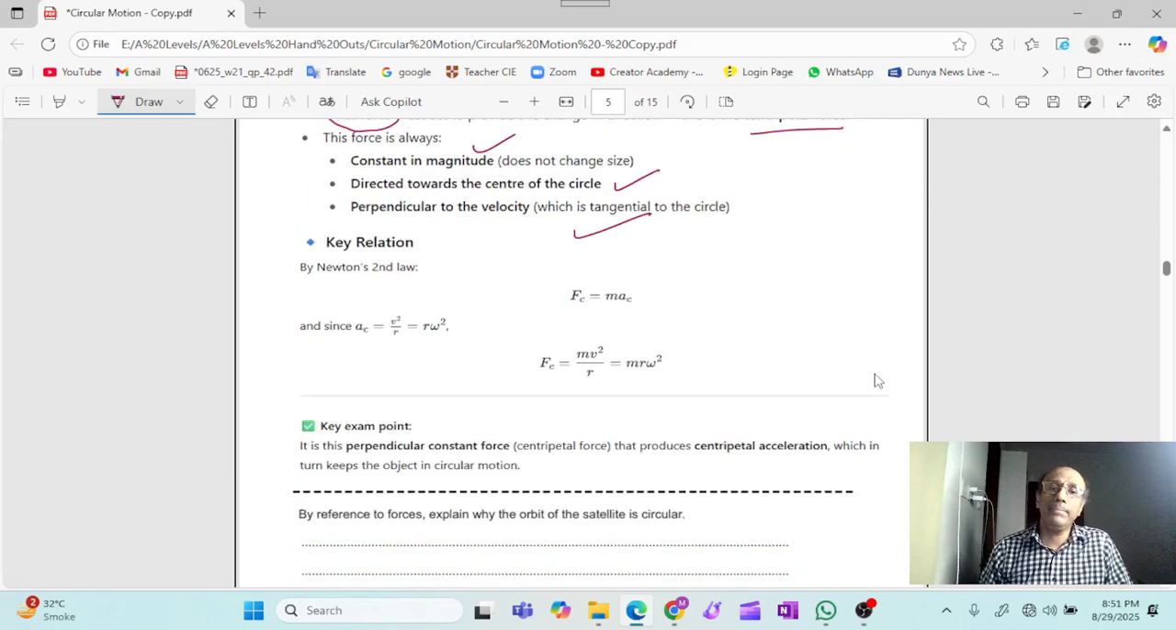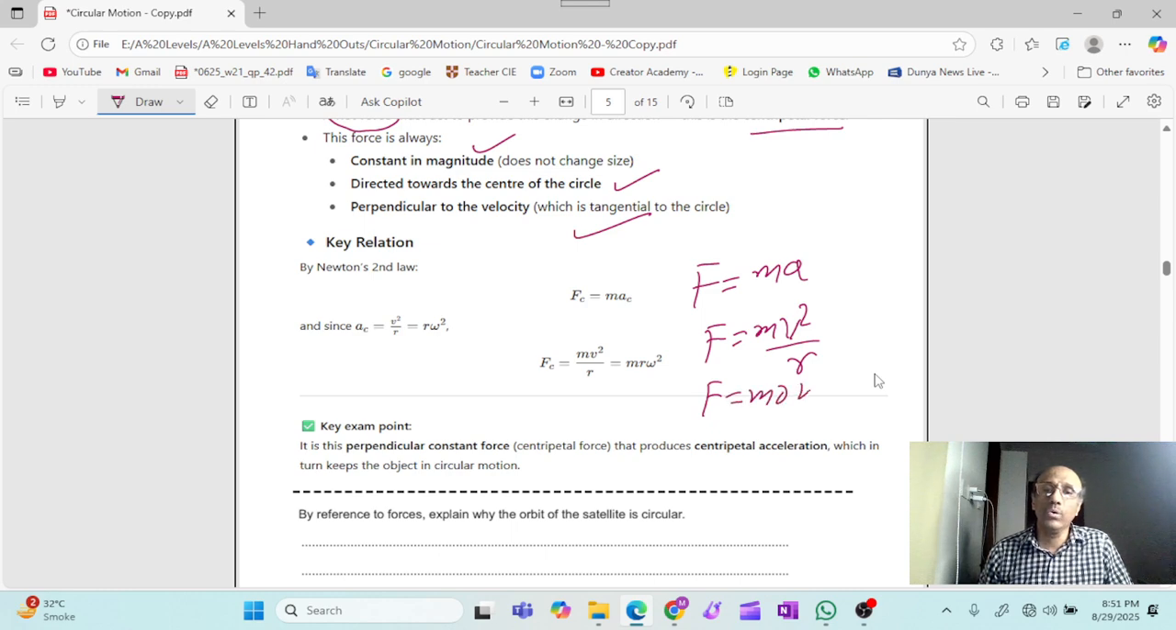Now F equals ma is the basic equation from Newton's second law of motion. F equals mv² over r is the basic equation for the centripetal force, and then F equals mrω².